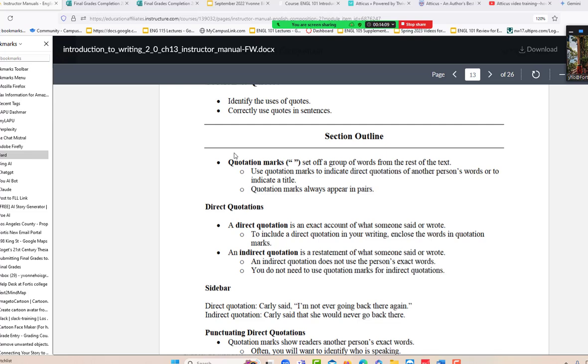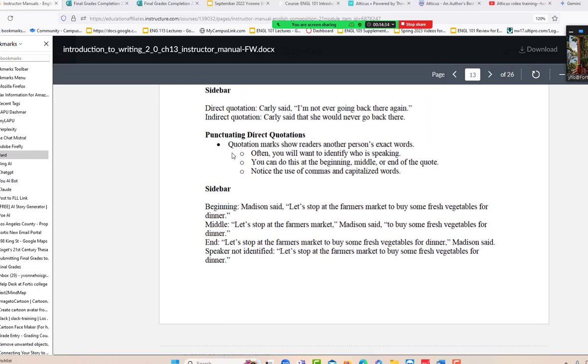A direct quotation is an exact account of what someone said or wrote. To include a direct quotation in your writing, enclose the words in quotation marks. An indirect quotation is a restatement of what someone said or quote. An indirect quotation does not use the person's exact words. You do not need to use quotation marks for indirect quotations. Carly said, "I'm not ever going back there again." Indirect quotation: Carly said that she would never go back there, no quotation marks.